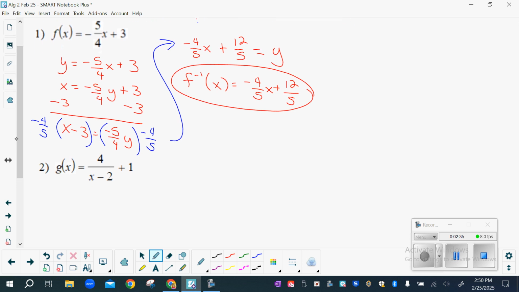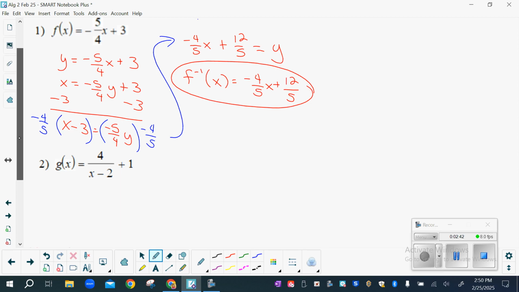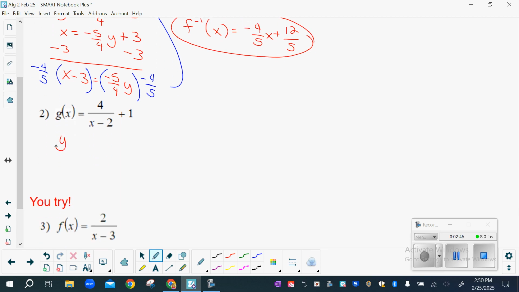What do we do first on number 2? We need to change g of x to y. So y equals 4 over x minus 2 plus 1. This one's going to have a little bit of a twist. You haven't seen one like this. So your next step is to switch the y and x. Yes, we want to switch that x and y. So we have x equals 4 over y minus 2 plus 1. And so now we want to solve for y.